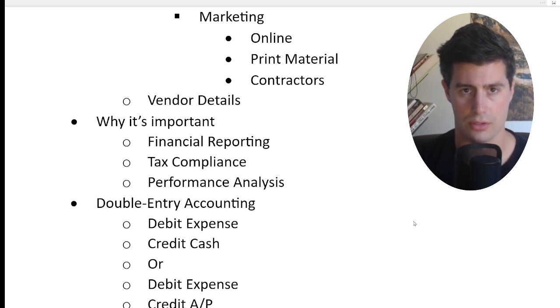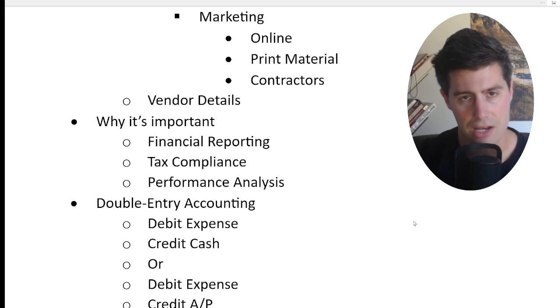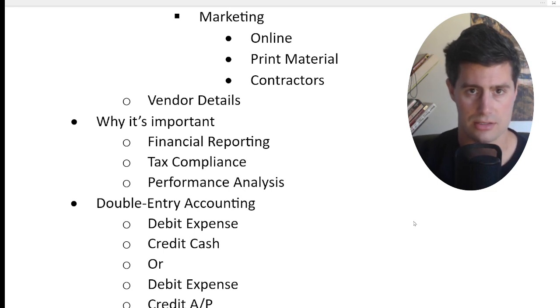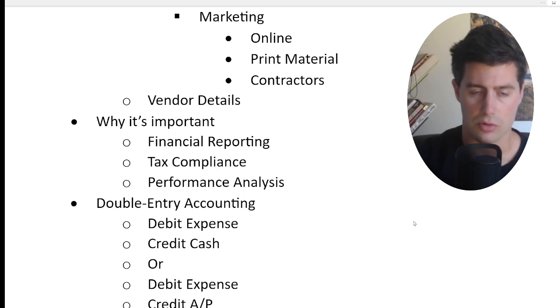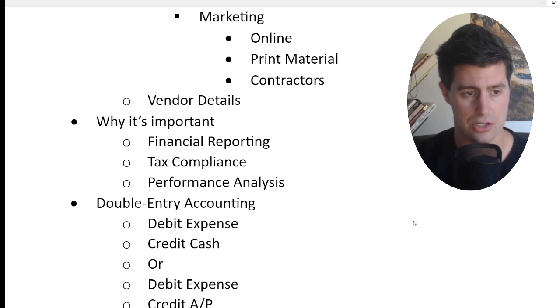Why is this important? First and foremost, financial reporting. You need to categorize your expenses so that you can have an accurate profit and loss, which will also turn into an accurate balance sheet. You need to record your expenses accurately so that you can have good financial reporting.